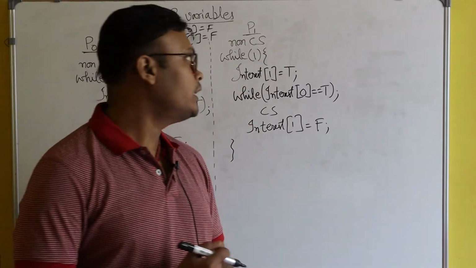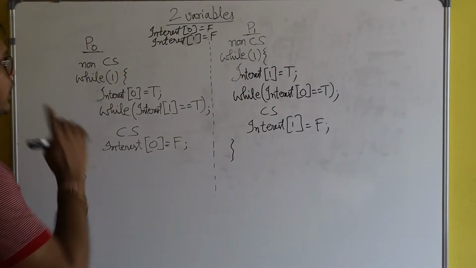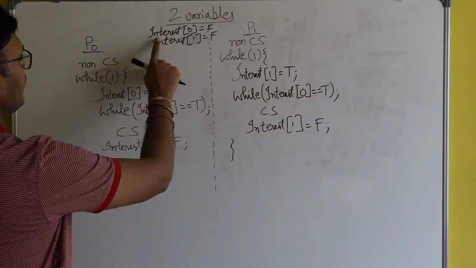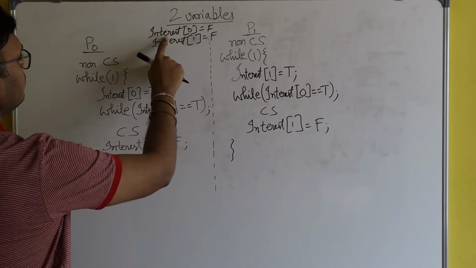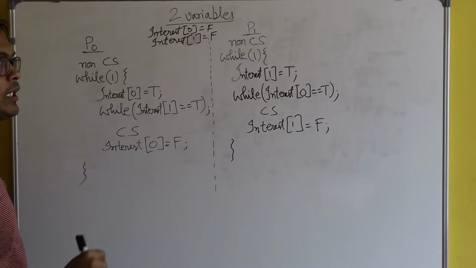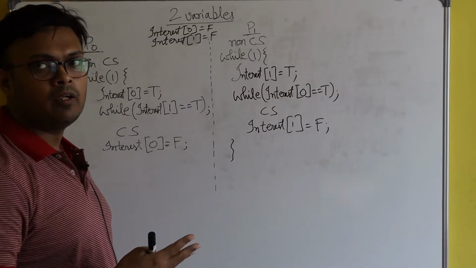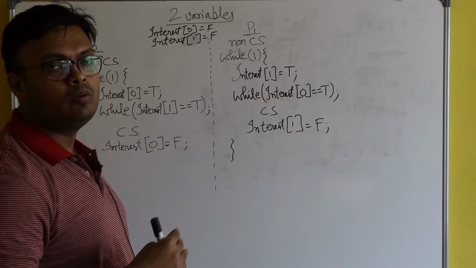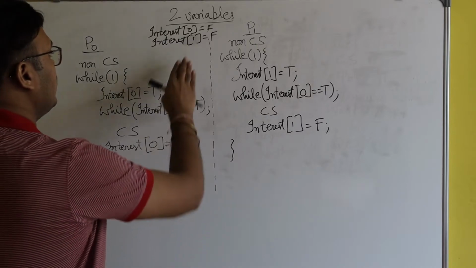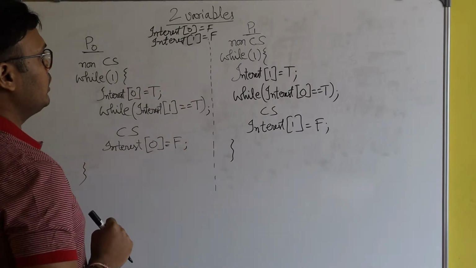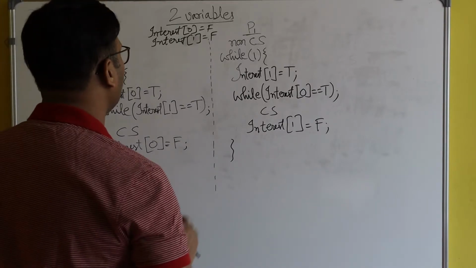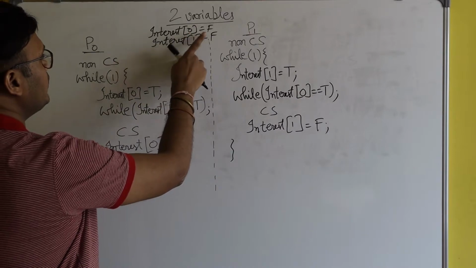So let's see, here I have written the code. Here you see, I have used two variables, interested[0] and interested[1]. The interest variable indicates whether a process is interested to enter into the critical section or not. So it is basically an array, but don't worry about arrays, not much concept is needed. Just think of it as interest of 0 is equal to false.